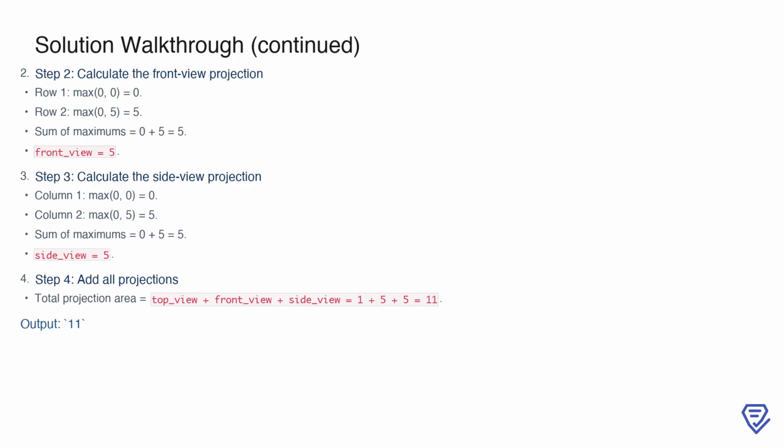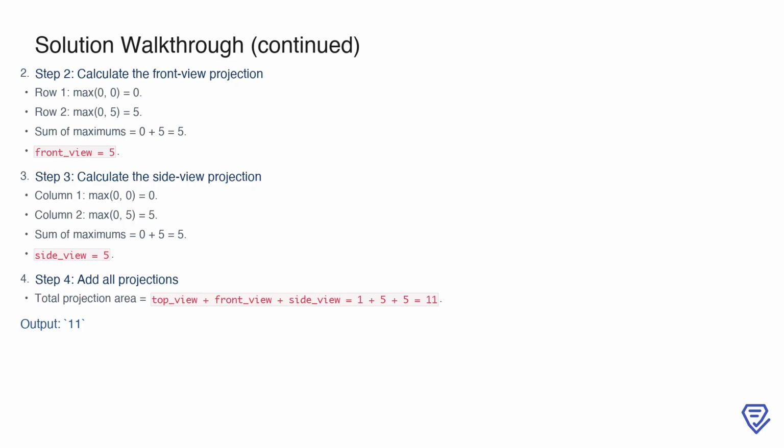For the side view projection, we look at the maximum height in each column. In the first column, the maximum of 0 and 0 is 0. In the second column, the maximum of 0 and 5 is 5. Adding these values together, we get 0 plus 5, which equals 5. So, the side view projection is 5.